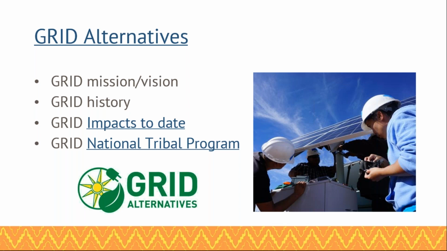Grid Alternatives has a national tribal program and has been working with tribes since 2010 across the United States. The premise and intention there is to work with tribes to achieve their own renewable energy goals using a community-centric approach. We partner with tribes to identify, develop, finance, and implement solar projects that meet community needs, which also includes education, hands-on training, and energy cost reductions for tribal members.